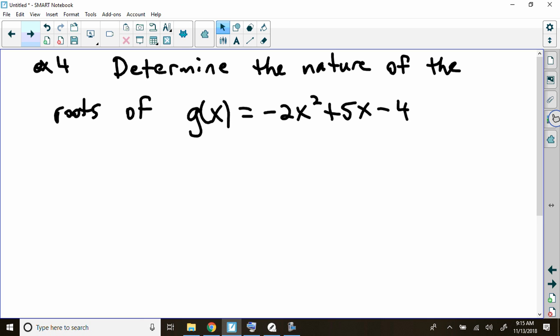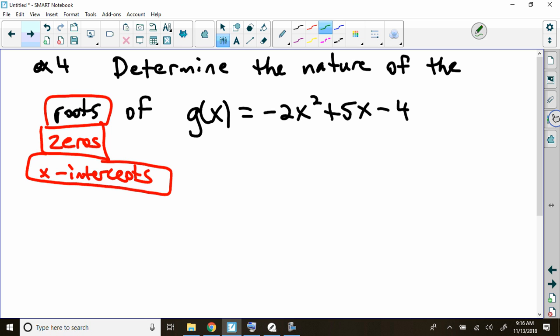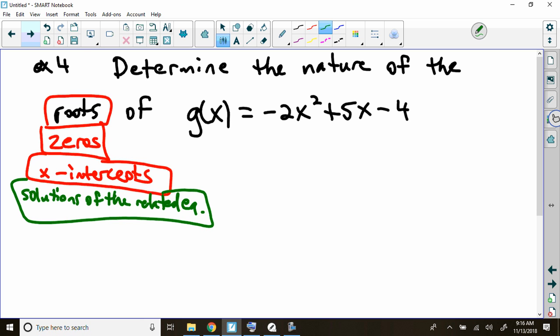Roots. We talked earlier this year about roots being synonymous with what else? There's two other words we said they're synonymous with. One of them starts with a Z. Zeros. There's another one that's a hyphenated word. The x-intercepts. And there's another word that's very distantly related, the solutions. The solutions of the related equation are also the same kind of idea.